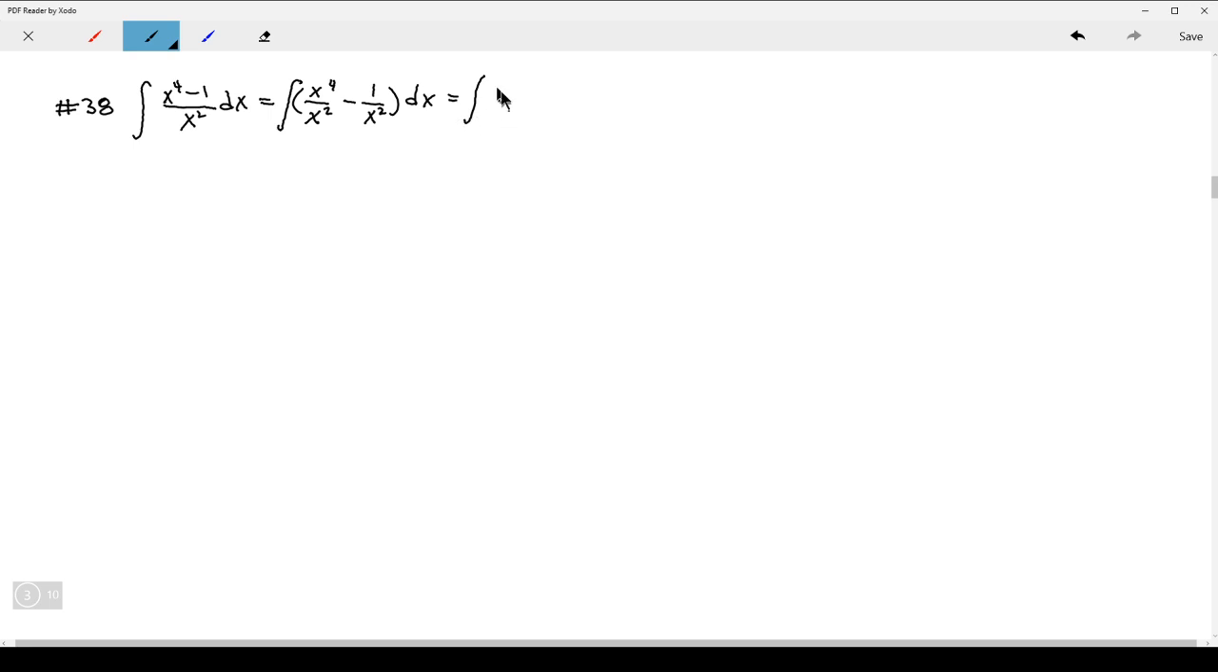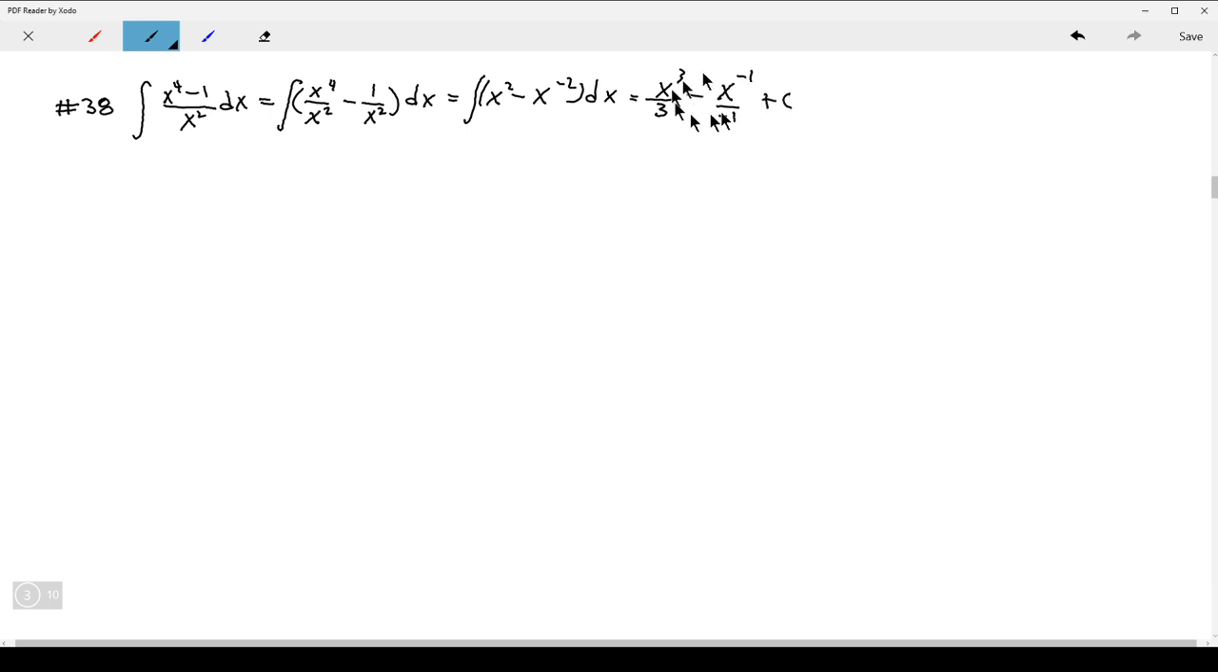Distribute that x squared in the denominator, and then reduce the fractions where I can. So x to the fourth over x squared is x squared. 1 over x squared becomes x to the minus 2, dx. Now I have the difference of power functions, so I can use the power rule on this part. I add 1 to the exponent and I divide. So that becomes x to the third over 3 minus, here again, I add 1 to the exponent and divide. So I add 1 to negative 2 and I get negative 1 over negative 1 plus c.